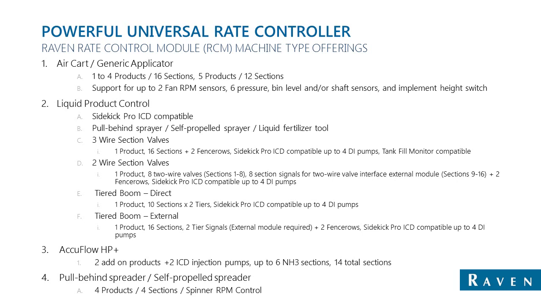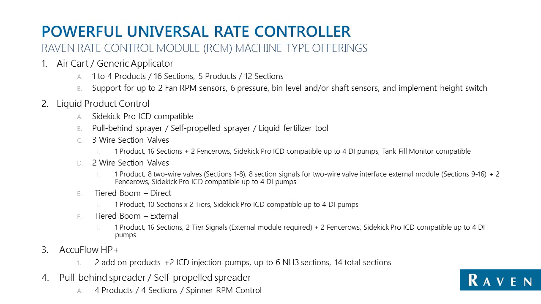And we also offer our tiered boom options, both direct and external. You can see both our tiered boom options are 1 product, 10 section with 2 tiers with ICD, and also compatible up to those 4 pumps. And then our external up to 16 sections with 2 tier signals, plus 2 fence rows, also 4 ICD pump capable.